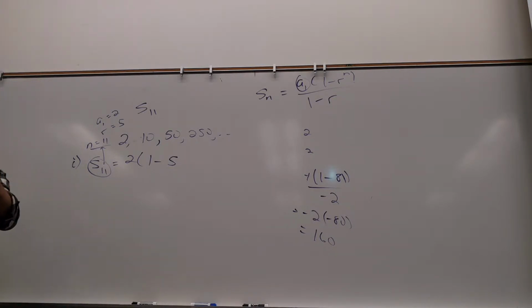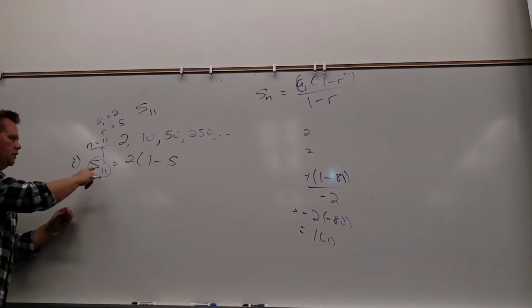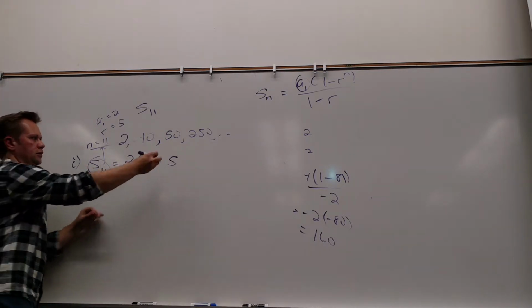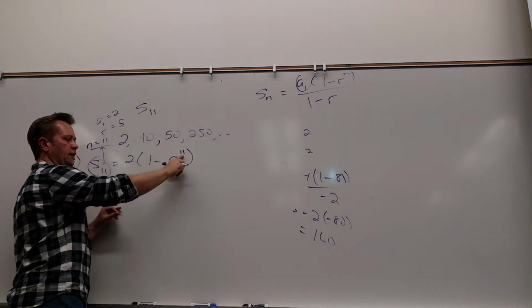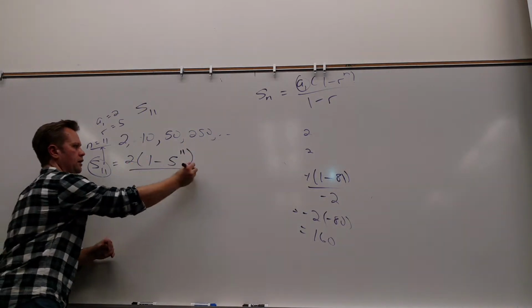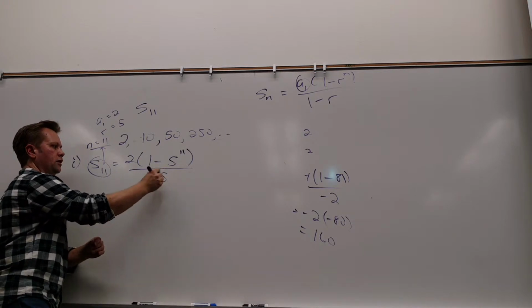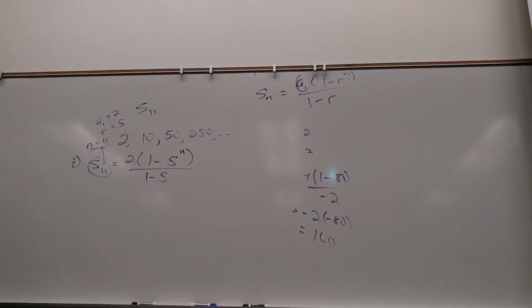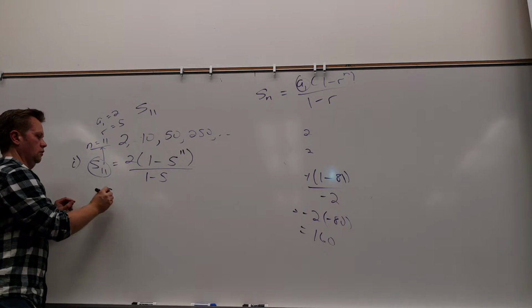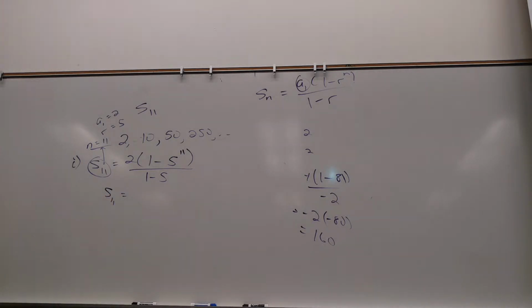And I'm not saying I don't appreciate words. I do. But it's nice to cut through all the bullshit. So S11 is the sum of the first 11. So I want this to the 11th power, because that's what n is, divided by 1 minus 5. Cool. You should expect this to be kind of big, right? I mean, this is growing pretty quickly. It is growing exponentially.